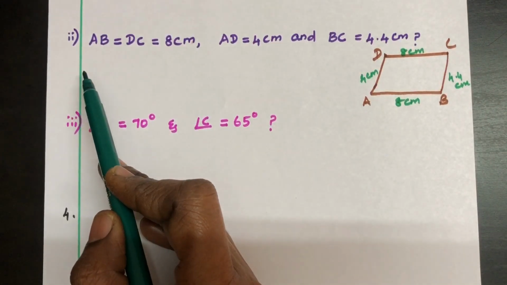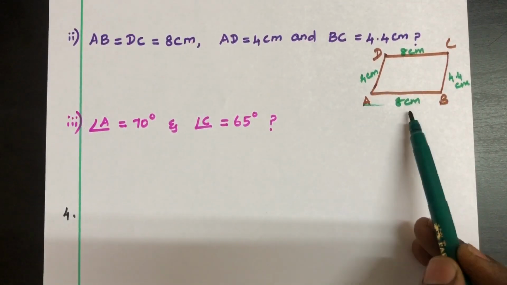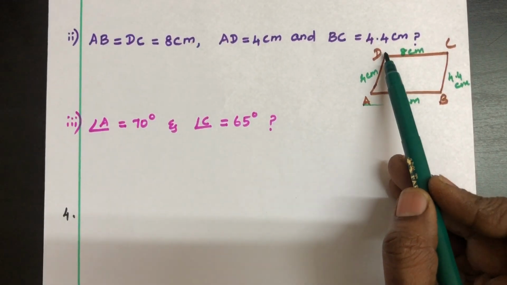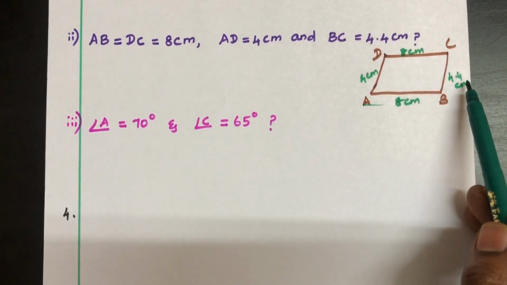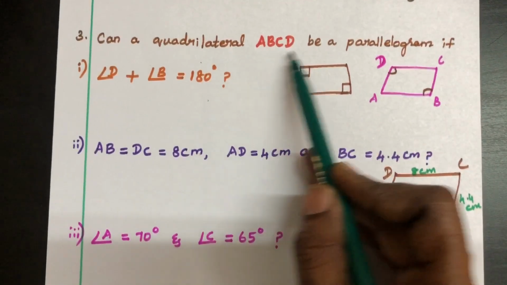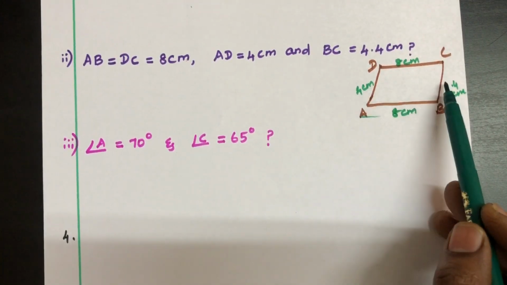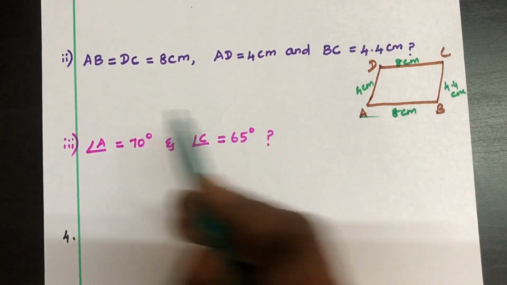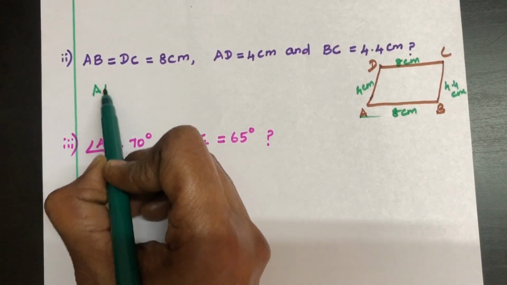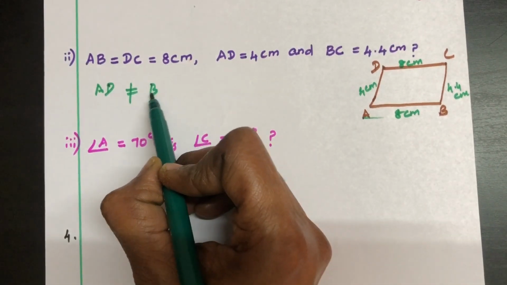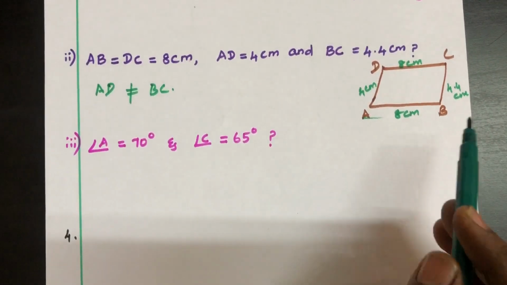Second subdivision. AB is equal to 8 cm, DC is equal to 8 cm, AD is equal to 4 cm, BC equal to 4.4 cm. Then ABCD is not a parallelogram. Parallelogram means opposite sides are parallel and also equal. Since AD is not equal to BC, it is not a parallelogram.